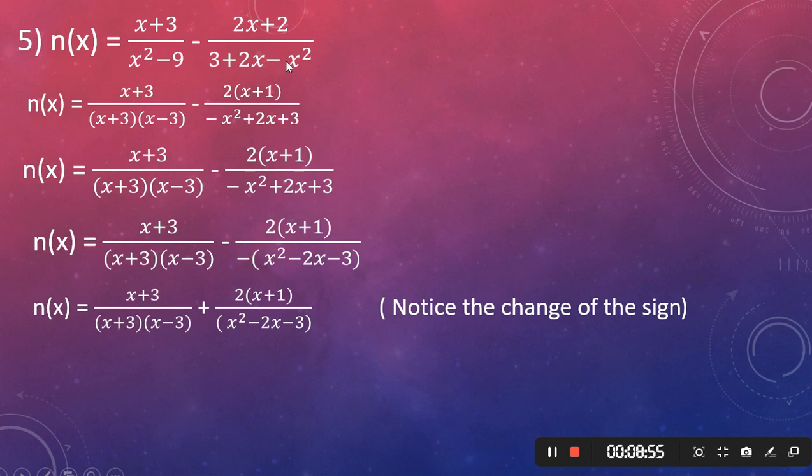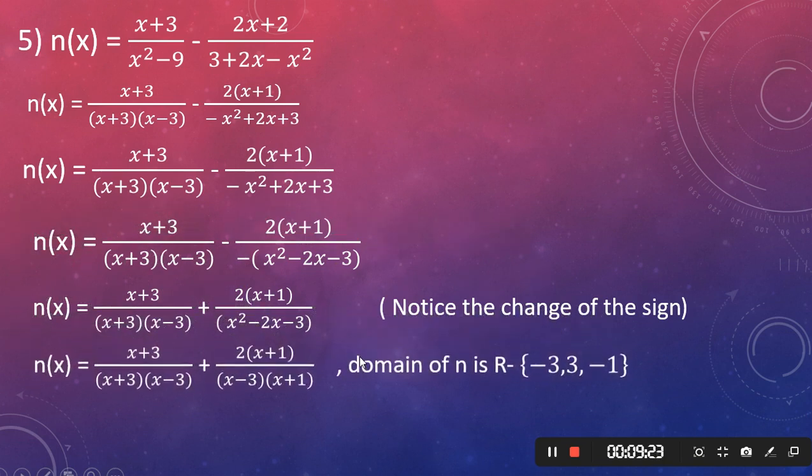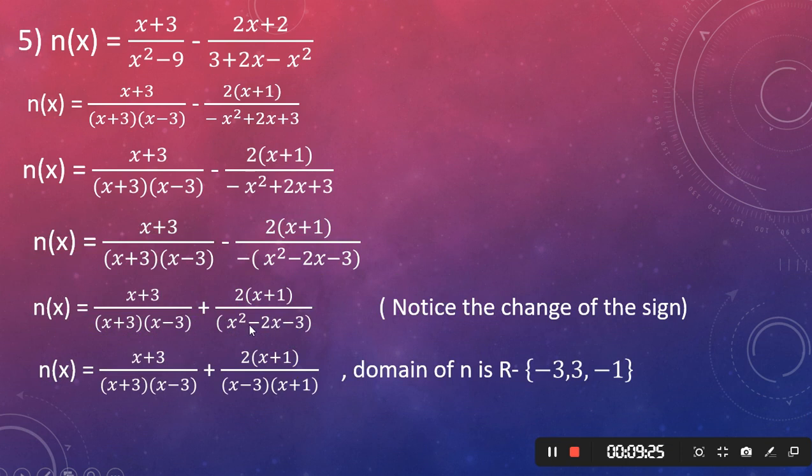Okay, what we did before? First, I arrange this expression in descending order: negative x power 2 plus 2x plus 3. I will take negative outside, open bracket. This will be positive, this will be positive, this will be negative, this will be negative. Then I multiplied negative with negative. Notice the change of the sign. Negative times negative will be positive. Then this can be factorized to be x minus 3 times x plus 1.